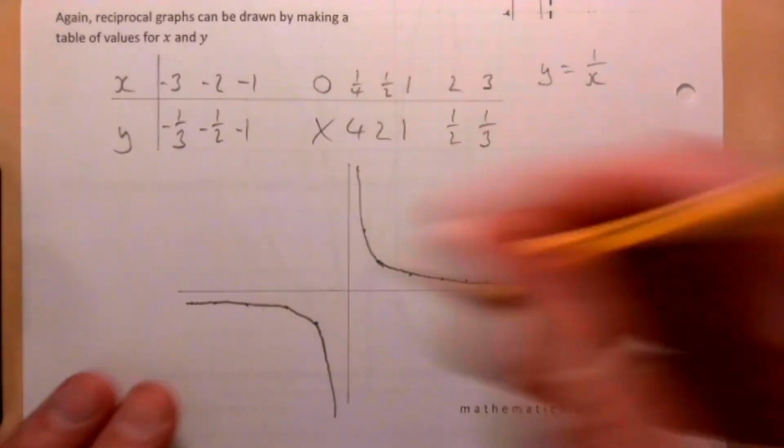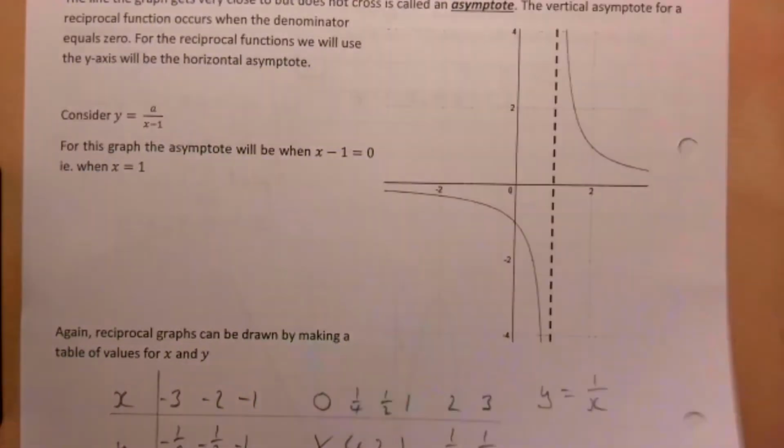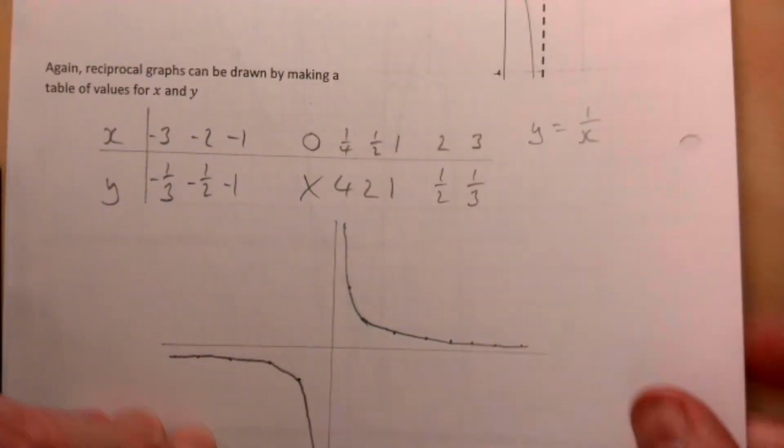You don't need to draw this graph in, but it's just to show you where these graphs are coming from. That's a reciprocal graph, and that's your most basic form of it there. That's the graph of y equals 1 over x.